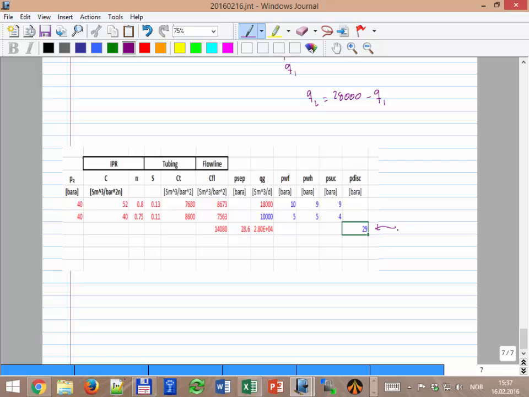Just wait for a moment. Yes, we need a compressor, because this P discharge is much greater than P suction 1 and P suction 2. Discharge pressure is the required pressure at the discharge of the compressor. So I'm doing the calculation, and this one is counter current.